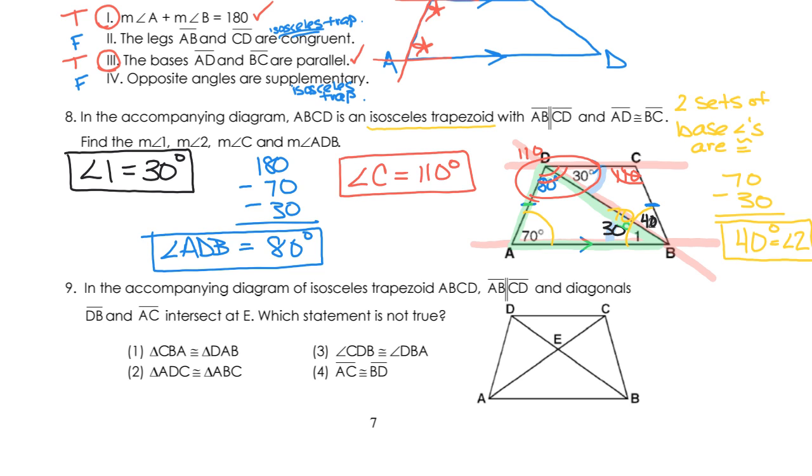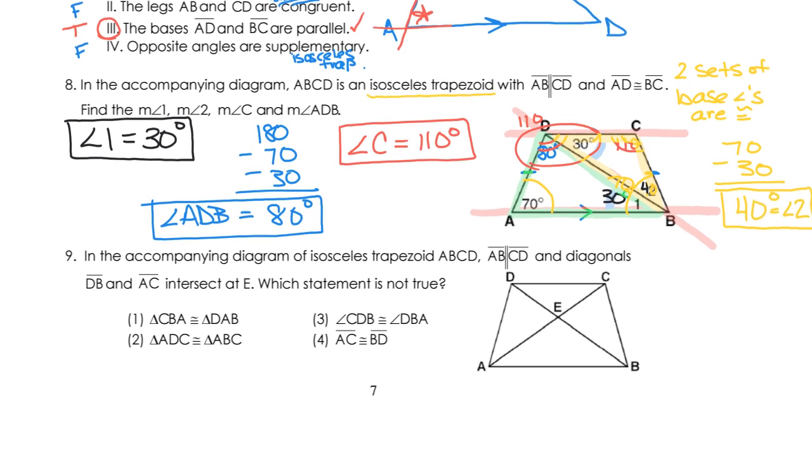We could have got that 110 a bunch of different ways. We could have looked at this triangle here. We already knew the 30 and the 40, so there's 110 left. We could have looked at the angles that are between the parallel lines and making them supplementary. Either way, however you get to the answer.